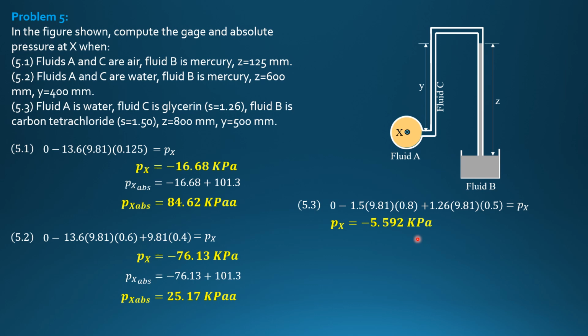Then the absolute pressure at X is negative 5.592 plus 101.3. So the absolute pressure at X is 95.71 kilopascals.